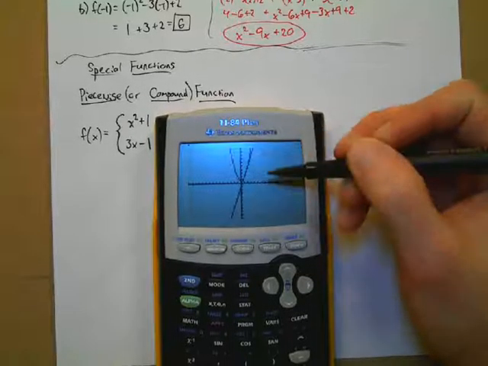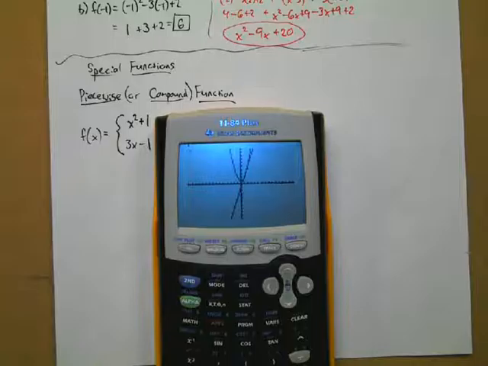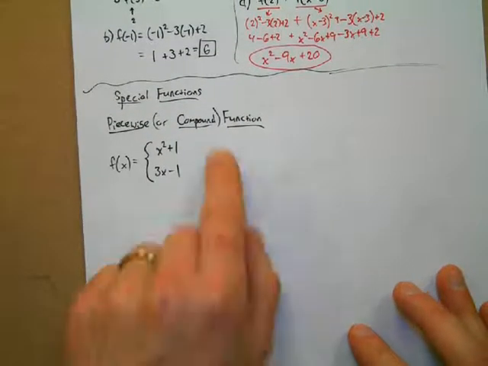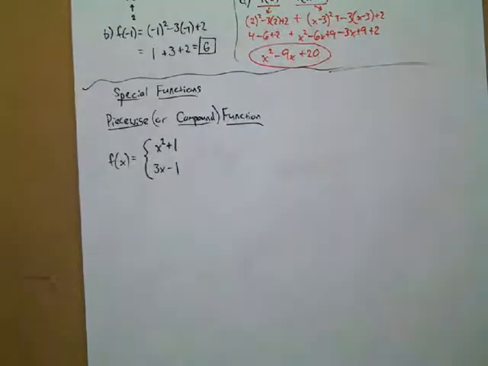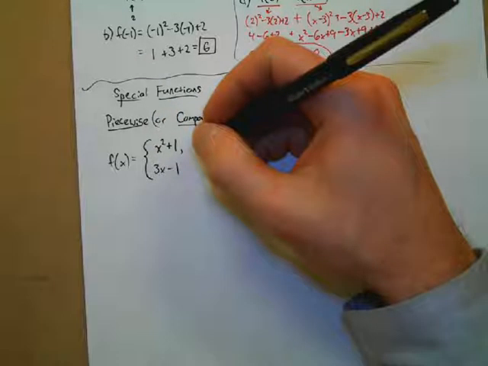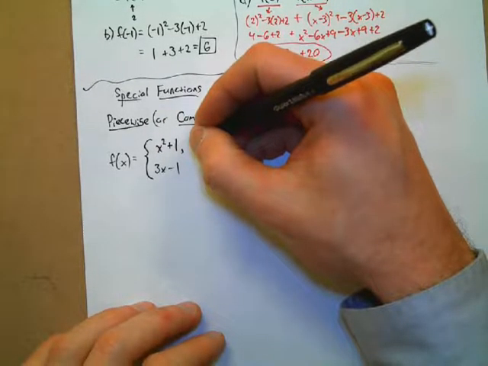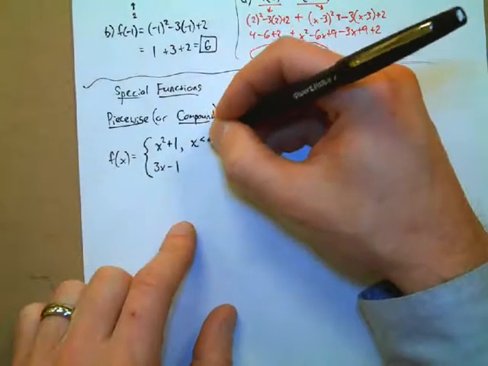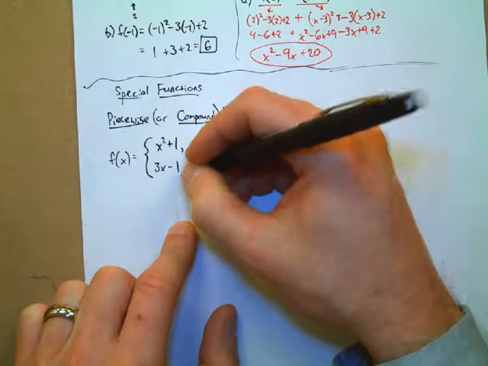So it's not really a function right now, but that's because we still have some more stuff to do here. Typically, you have a piecewise function, and certain pieces apply for certain values of x. So here we'll say that x squared plus 1 is going to apply for x values less than 0. And here we will say that 3x minus 1 applies for x values greater than or equal to 0.